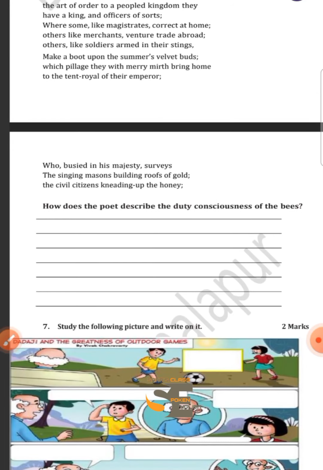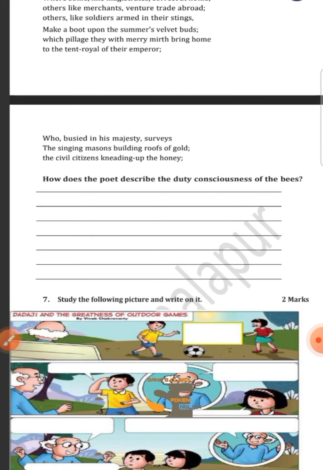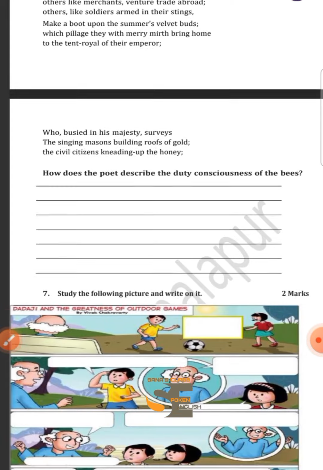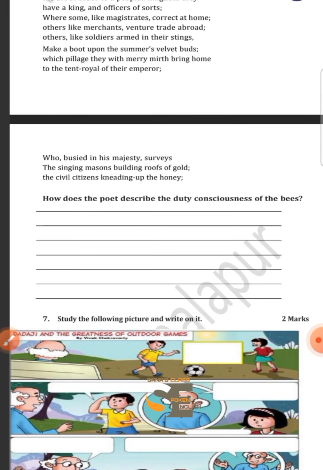A sample answer for you. Just listen to what I'm going to tell you, that you have to note down. The poet describes the duty consciousness of the bees by saying that the bees complete their duties in a proper order by distributing their tasks among themselves.